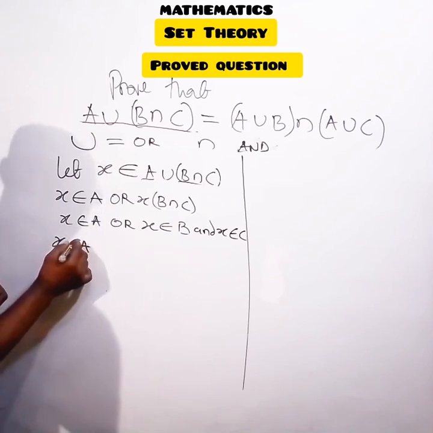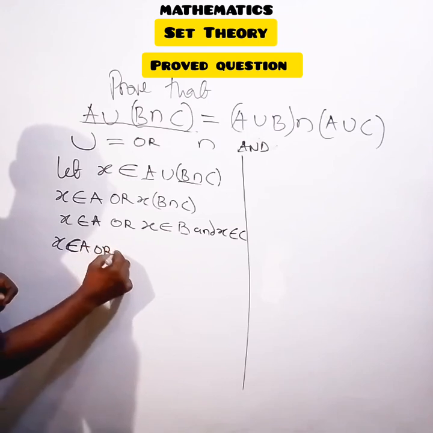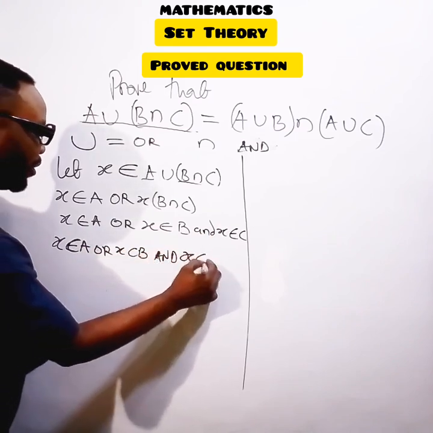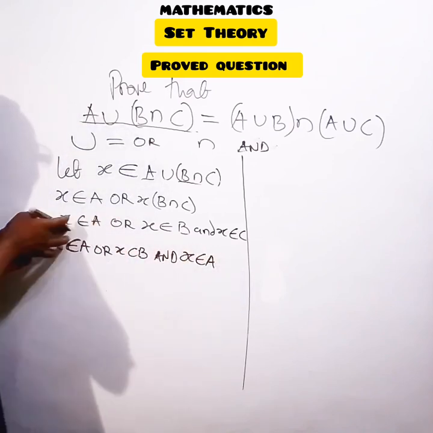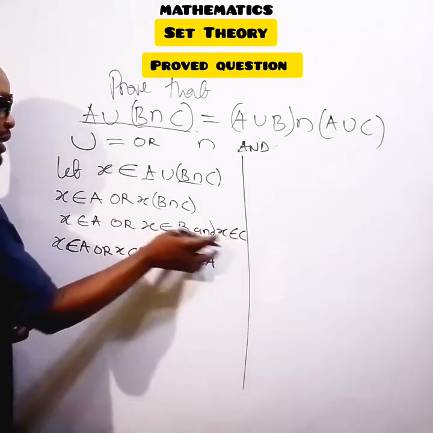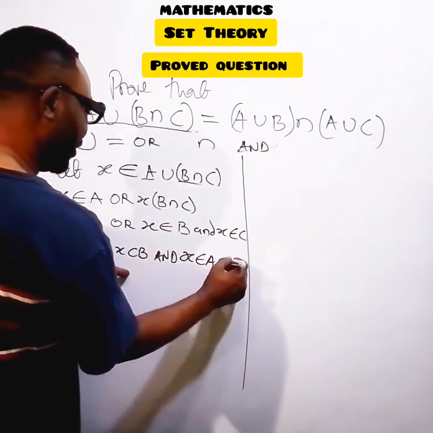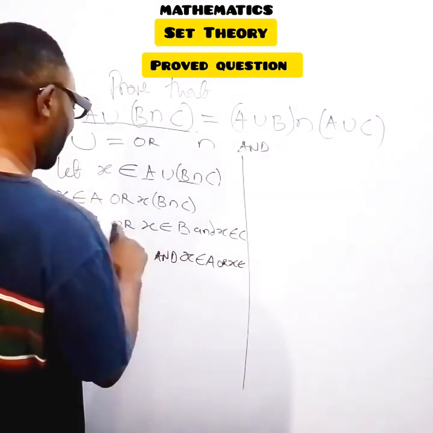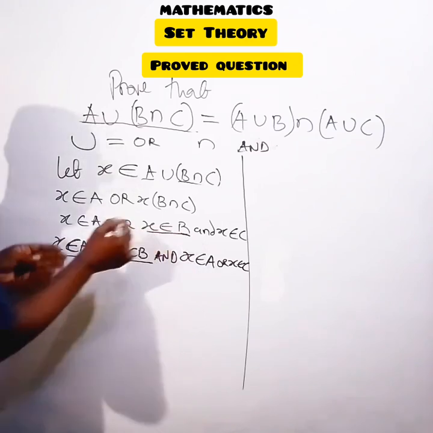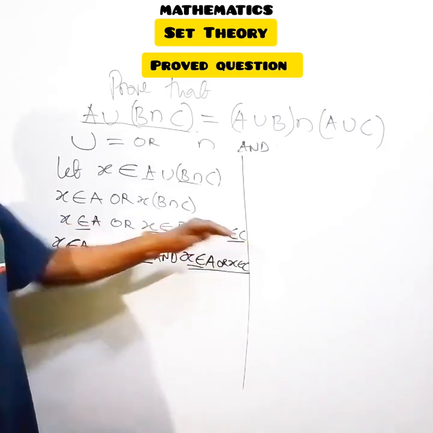So x is a member of A, or x is a member of B, and x is a member of A. What I'm doing here is using this "x is a member of A" to multiply all these expressions that are separated with "and". x is a member of A is multiplied by x is a member of B, and x is a member of A with x is a member of C. We have used this to multiply these two parts.